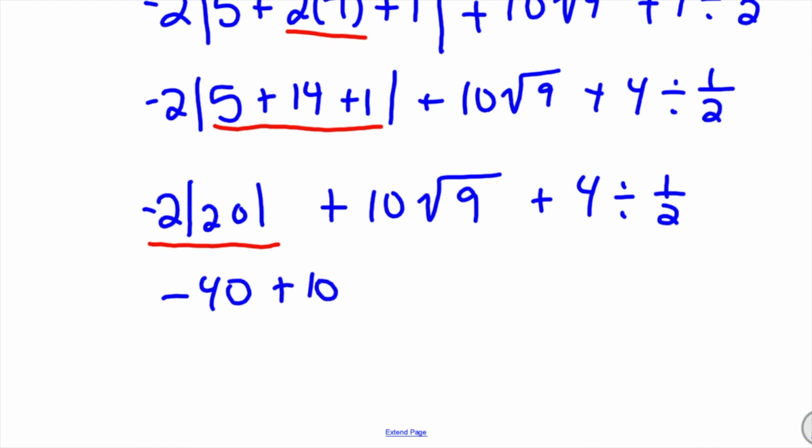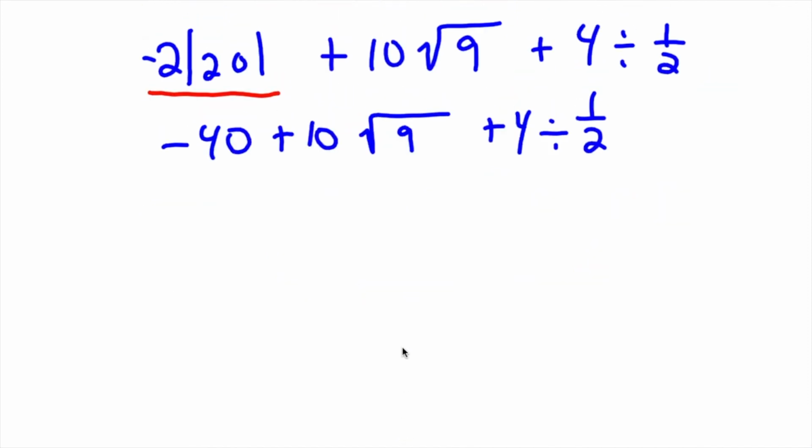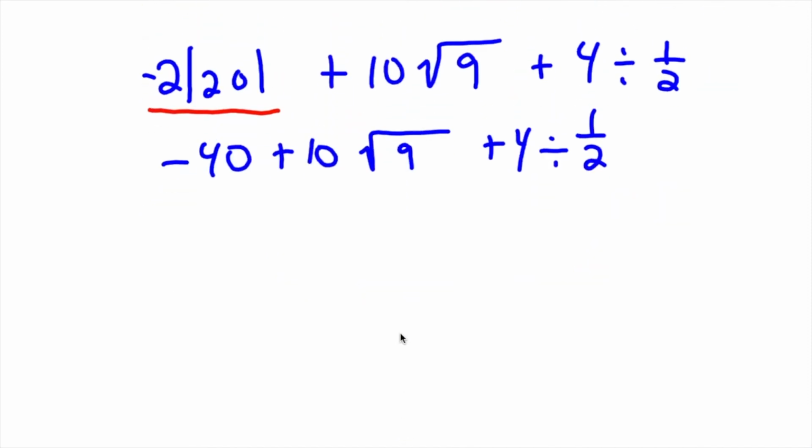I know a lot of people are going to look at that and say, well, I thought absolute values had to be positive. That's correct. But we took the absolute value of 20, made it 20, and multiplied by the negative 2, which made it a negative 40. So just keep that in mind. All right, now we're done with all that. So this negative 40 is just going to be carried along here while I work on a couple things in here. So next up, we will do the square root.